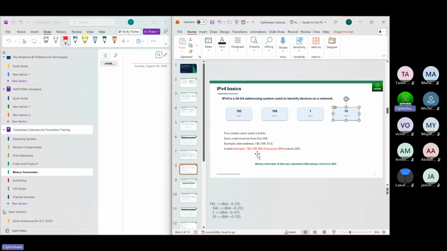An invalid example is this. Why is this invalid? Because the maximum is 255, and this 300 is more than 255. That's why I put invalid here, as you can see. Binary number, as a reminder, 8 bits can represent 256 values from 0 to 255.